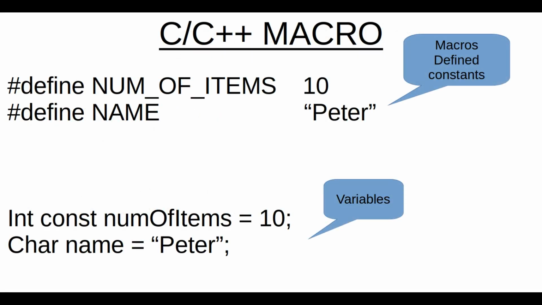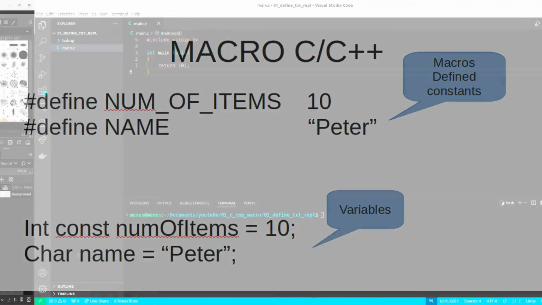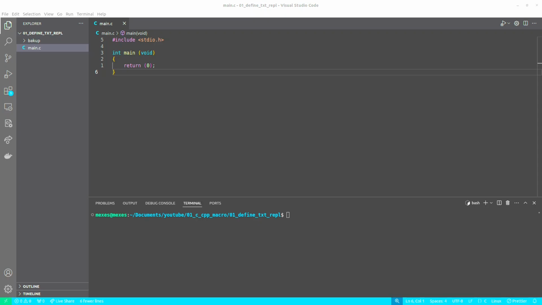The object-like macros are similar to assigning a value to a variable, hence the name object-like. But in this case, a piece of code or a string is assigned to a macro name, which may also be referred to as defined constants, which can be used anywhere within your main program. Let's demonstrate this concept with an example using Visual Studio Code.